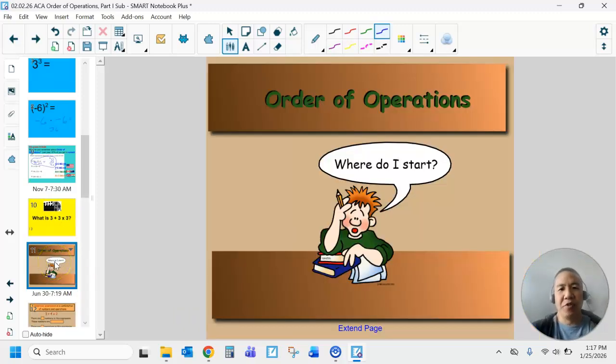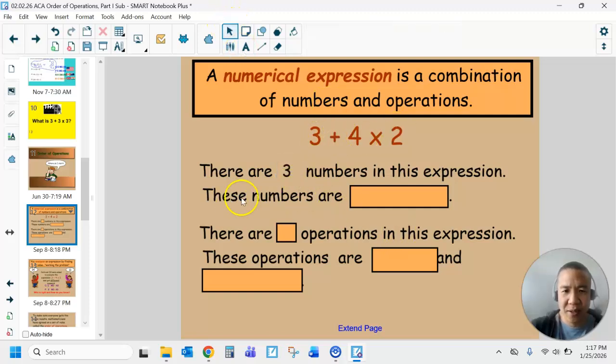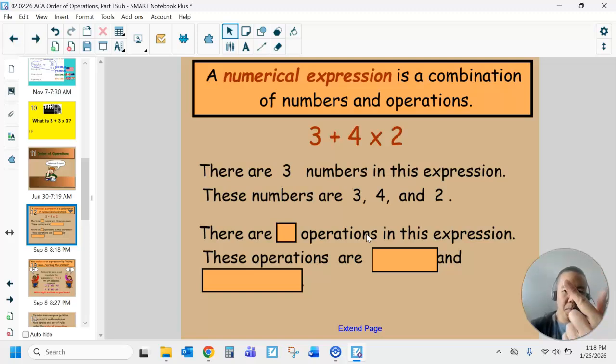So let's review. In order of operations, you do things in a correct order. So where do I start? He's very puzzled. A numerical expression is a combination of numbers and operations. There are blank numbers in this expression. I see 3 numbers in this expression. These numbers are a 3, a 4, and a 2. But then there are operations. Operations could be adding, subtracting, multiplying, or dividing. So there are 4 operations.